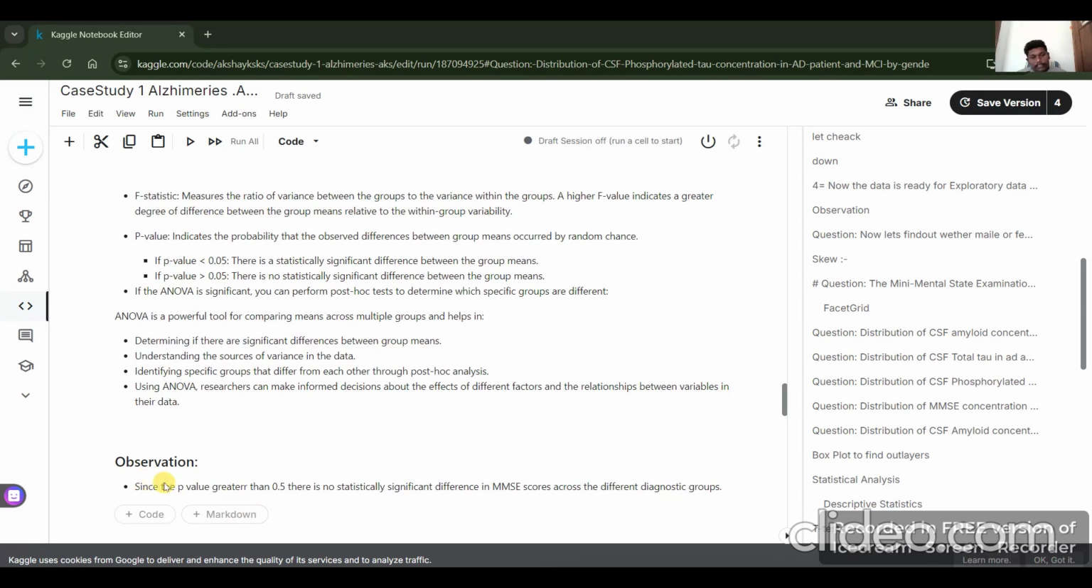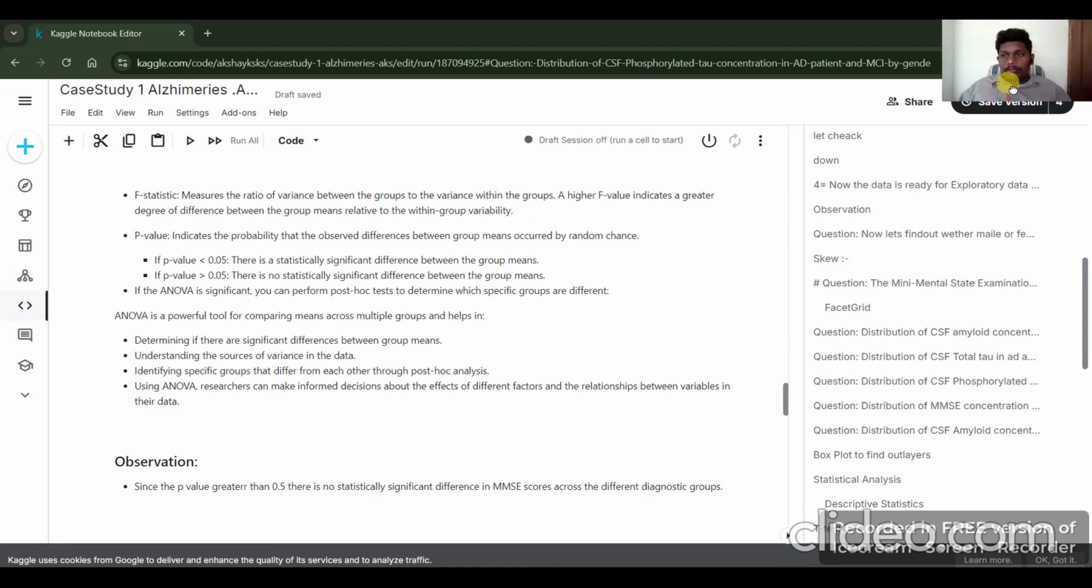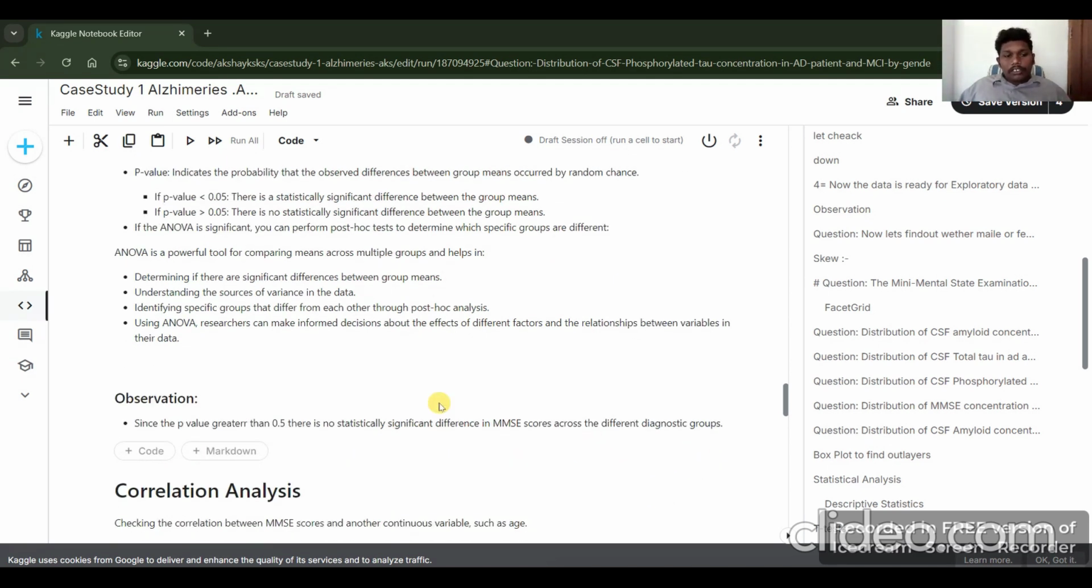Then the observation: the p-value is less than 0.05, so there is a statistically significant difference in MMSE for the different diagnosis groups. This is the observation: a statistically significant difference in MMSE score across the different diagnosis groups.